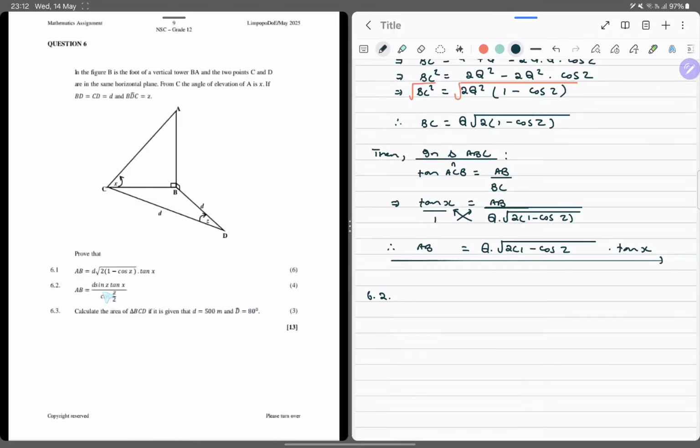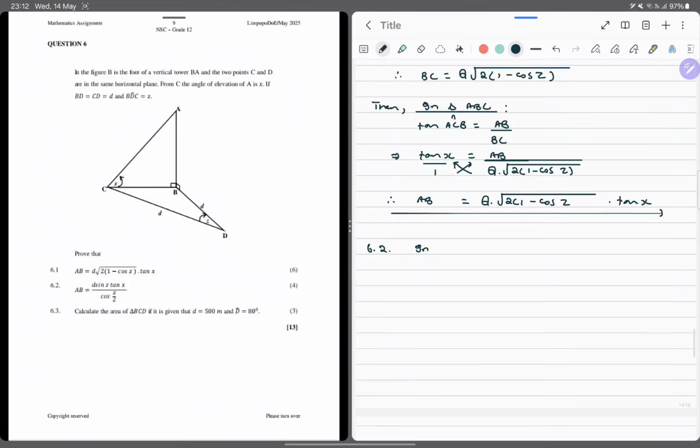But now what do we see here? We see sine of angle Z. So obviously this is suggesting we're going to use the sine rule in this triangle. Then we've got tan of x, of course, it's the multiple there. But now we've got cos of z over 2. So what happened here? We know that if this is an isosceles triangle, that angle P must be equal to that angle C in this triangle. So we can work out that angle first.